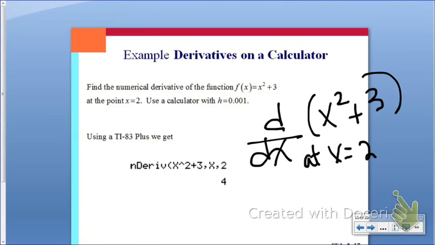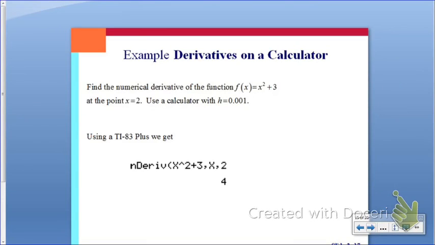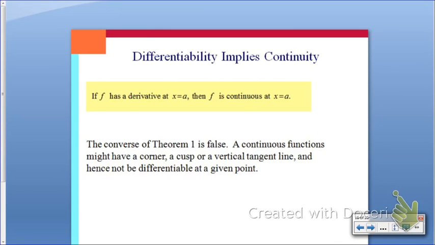This only works if you actually know the function. If you're given a graph of the function, it won't work. If you're not sure what point you're going to look at, it won't work as well. It's only to find a numerical derivative at a specific point. So take a look at your graphing calculator and see what notation you have on it, depending on how old or new it is.